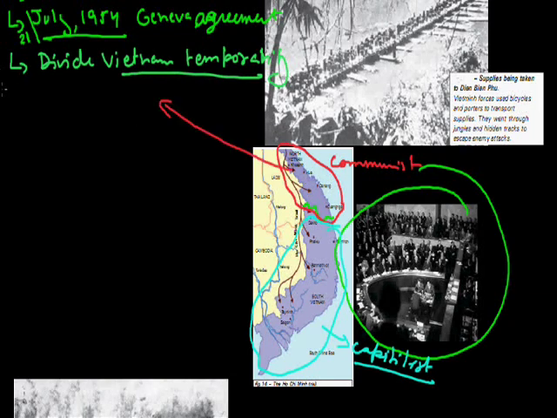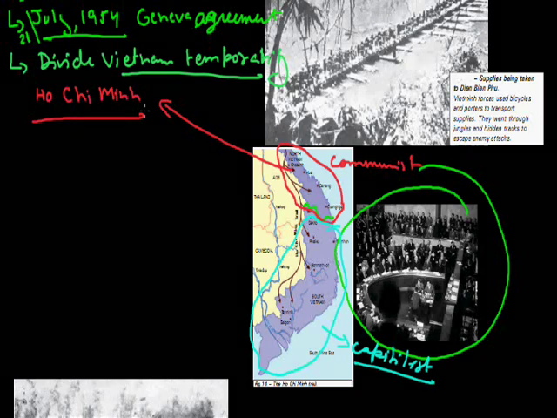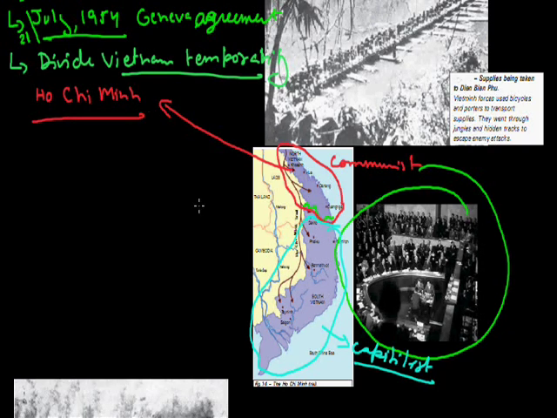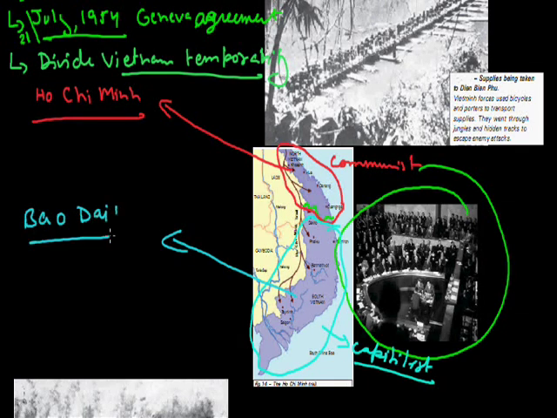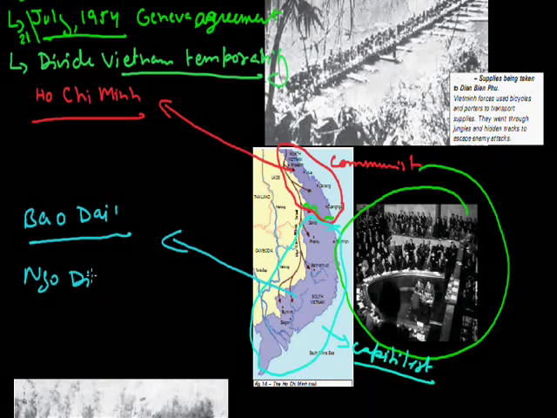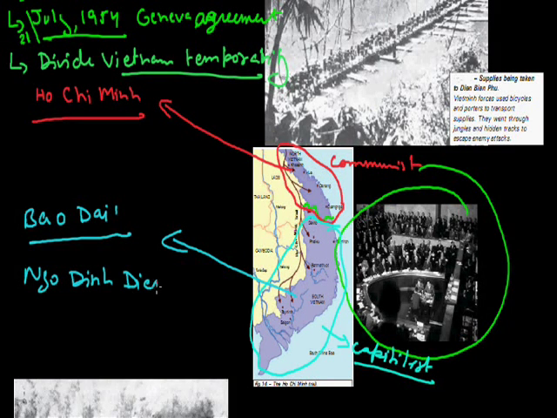And obviously then Ho Chi Minh took the power of the northern communist Vietnam. On the other hand, we see Bao Dai's regime was put in power in South Vietnam, and later on it was overthrown by a coup led by Ngo Dinh Diem.